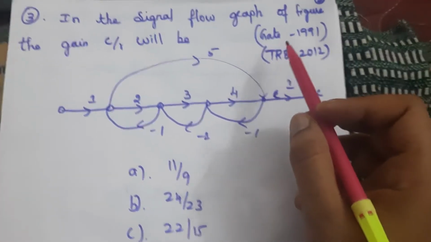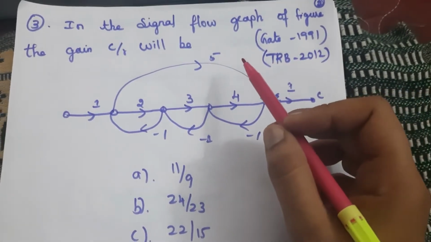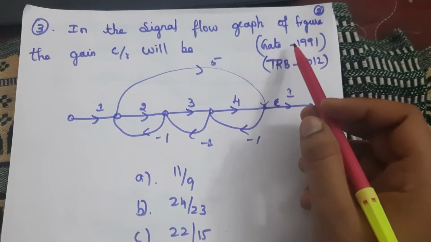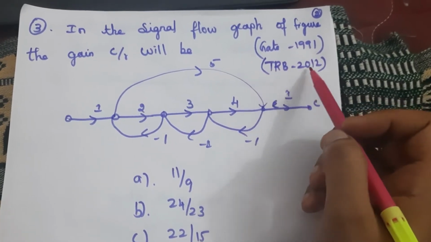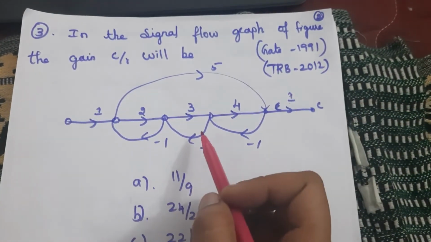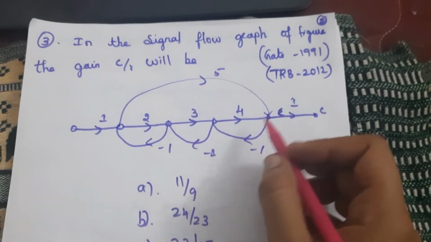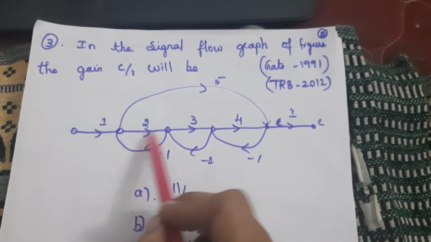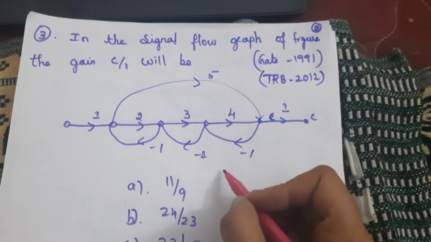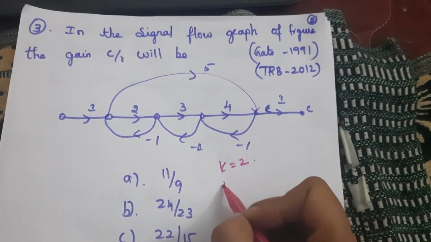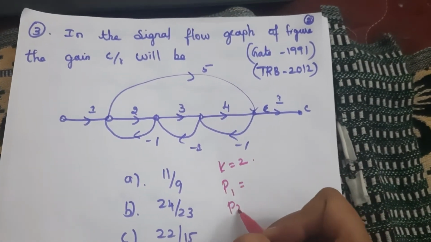Next question: in the signal flow graph of the figure, the gain C by R will be... This is a question from GATE 1991 and also TRB 2012. Here first we have to find the forward paths. The number of forward paths here is 1 and 2, so k is equal to 2. We have to find p1 and also p2.